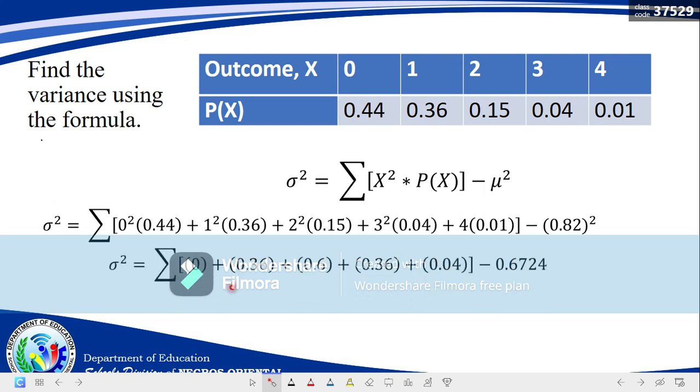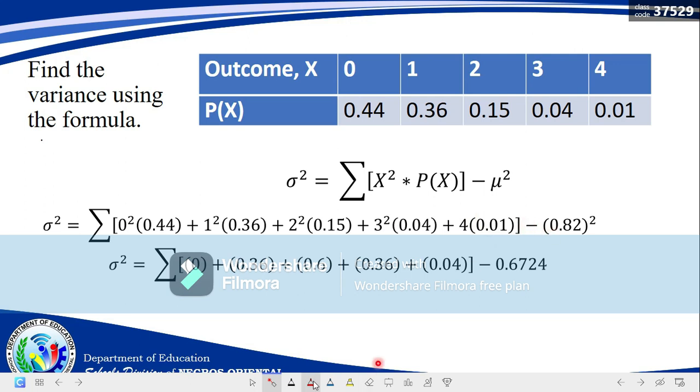So the variance would be, this is now the formula. That is the summation of 0 squared times 0.44 plus 1 squared times 0.36 plus 2 squared times 0.15 plus 3 squared times 0.04 plus 4 squared times 0.01. It should be 4 squared, by the way. Minus 0.